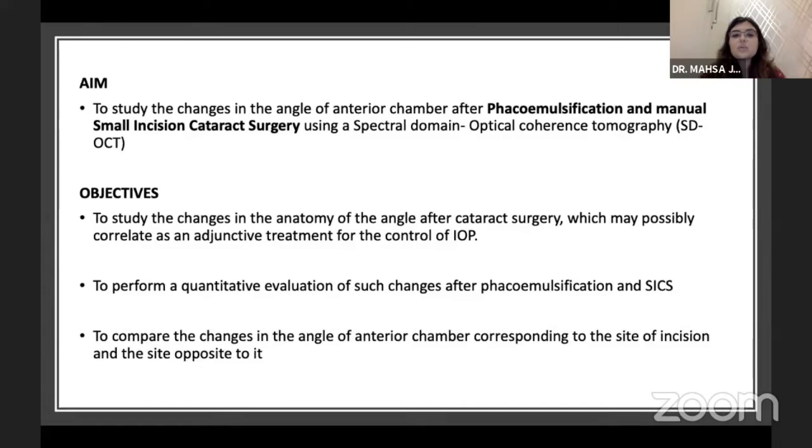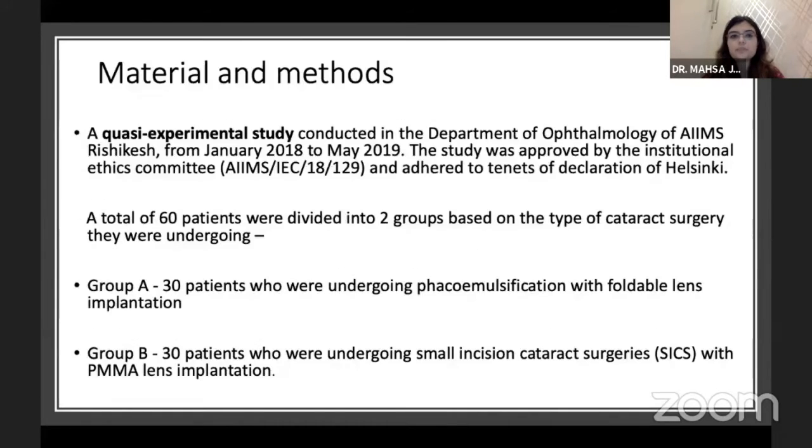So our objectives were to study the changes in the anatomy after cataract surgery and to justify the role of cataract surgery as an adjunctive treatment for control of IOP. And we also wanted to perform a quantitative assessment of the changes after cataract surgery. And we also had to study the changes at the site of incision and the site opposite to it.